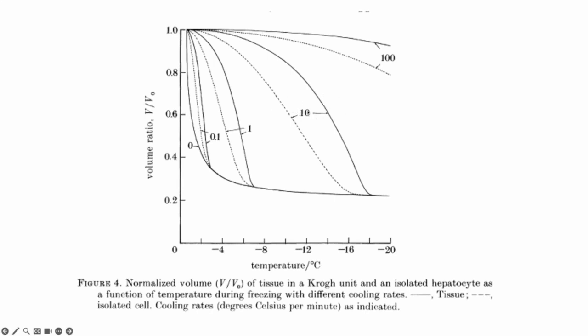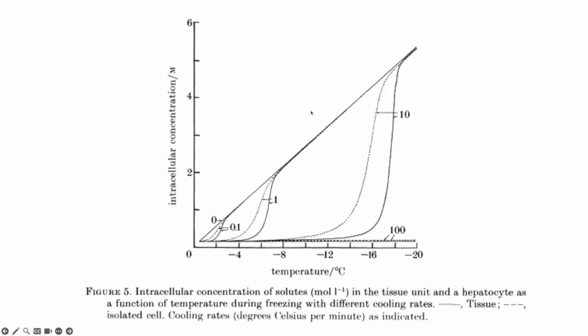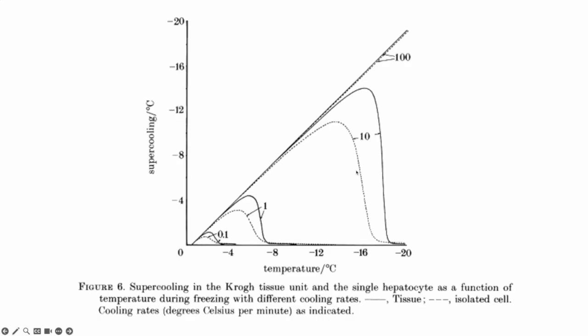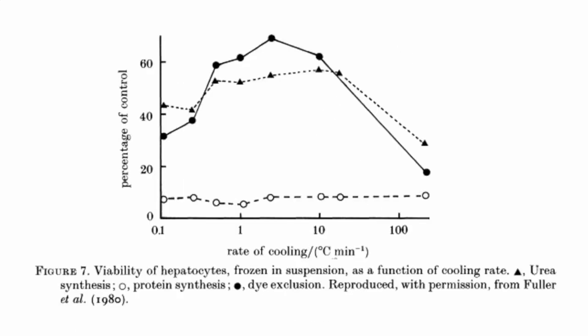Now this is intracellular concentration. Again, you can see that as you increase the cooling rate, the intracellular concentration at each temperature is lower. The higher the cooling rate, the lower the concentration. And again, cells in tissue and cells in a solution behave the same way. Supercooling is the same, and these are the parameters for viability of hepatocytes; they are the same. And what's the main difference? The main difference is the geometry.